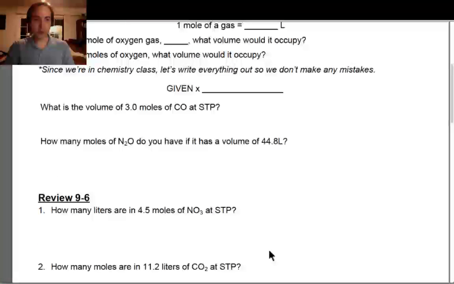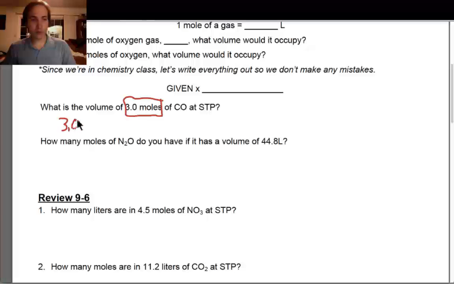Okay, so we've got 2 practice problems here. The first one says, what is the volume of 3 moles of carbon monoxide at STP? So the first thing we do is, reading through this, we look for the given number. We want the given number and its units. So that would be right here, 3 moles. So 3.0 moles. Okay?